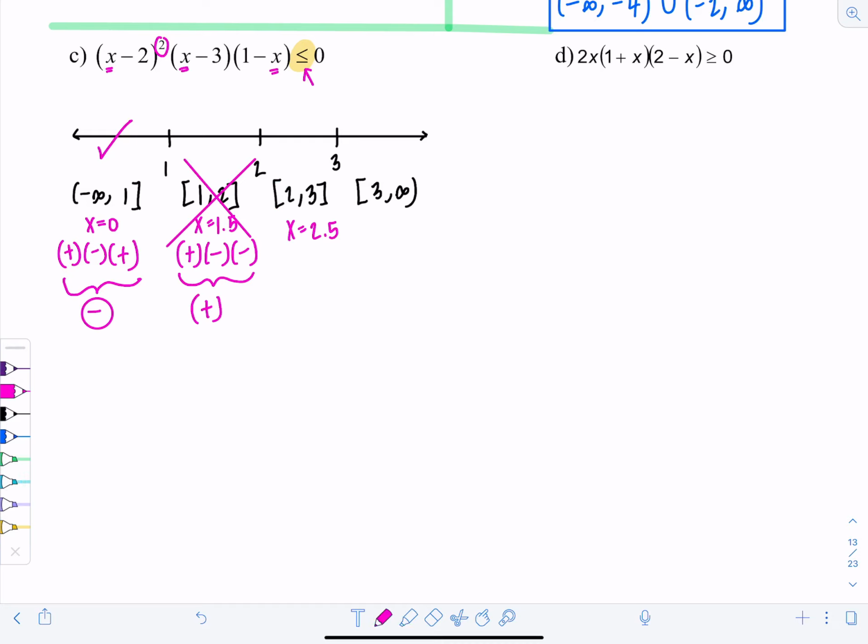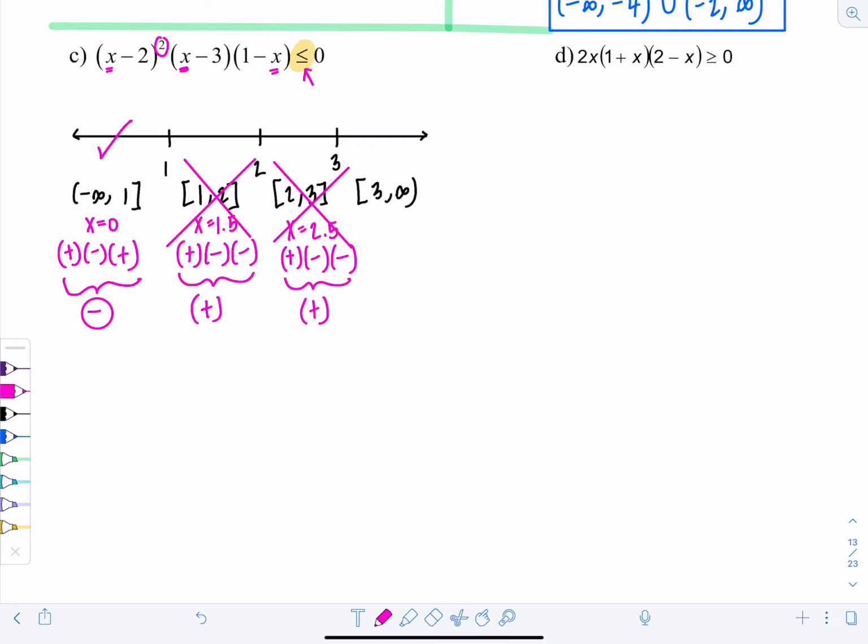Okay, 2.5. So first factor is going to be positive. 2.5 minus 3, that's negative. And then 1 minus 2.5, that's negative also. So positive times a negative times a negative, this is positive. Will that work? Is that less than or equal to 0? No way. So this interval does not work.